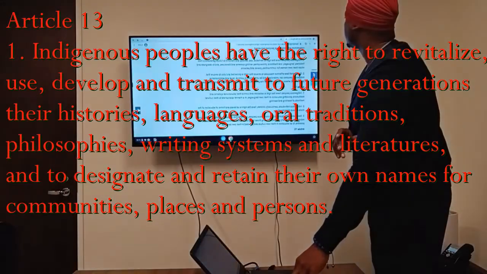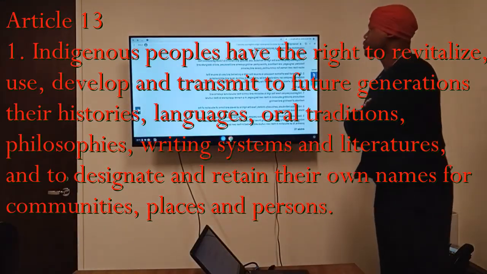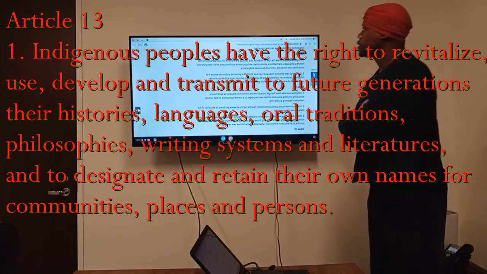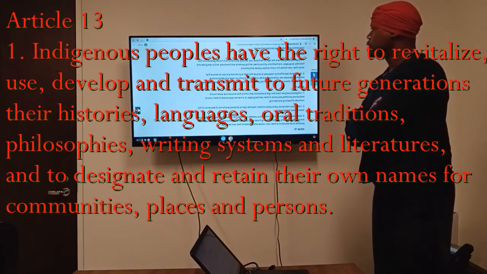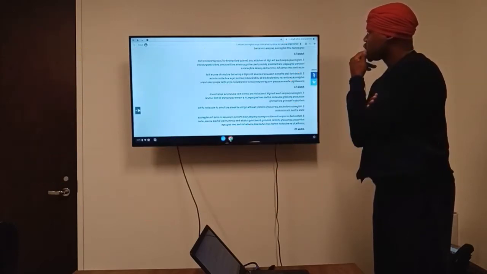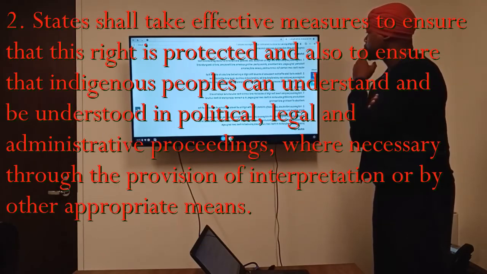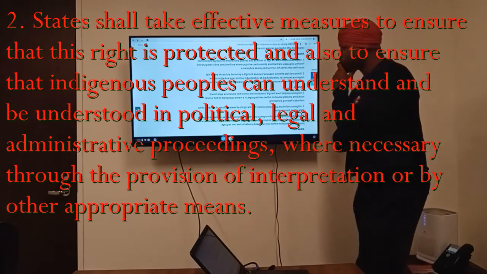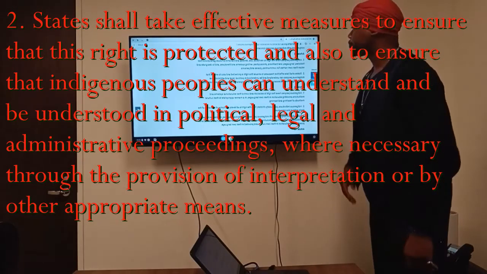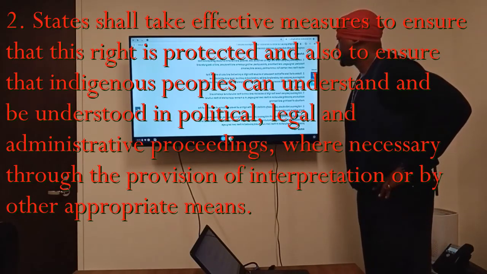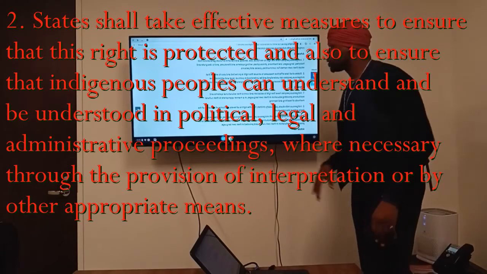Article 13, Number 1. Indigenous peoples have the right to revitalize, use, develop, and transmit to future generations their histories, language, oral traditions, philosophies, writing systems, and literatures, and to designate and retain their own names for communities, places, and persons. Number 2. States shall take effective measures to ensure this right is protected and also to ensure that indigenous peoples can understand and be understood in political, legal, and administrative proceedings where necessary through the provision of interpretation or by other appropriate means.